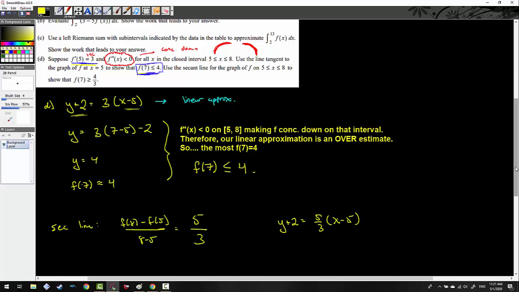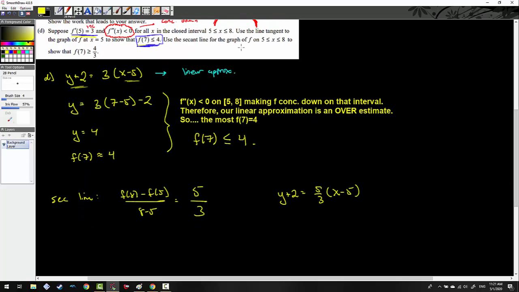Now I'm going to plug 7 into my secant line as well, because I'm going to use the secant line to approximate the value at 7. So y equals 5/3 times 7 minus 5 minus 2, and I suspect I'm going to get a fraction here, so I'll use a common denominator. I get 10/3 minus 6/3, which is 4/3. So according to my secant line, I get 4/3 if I plug it in. But remember, the idea is that I'm trying to show that f of 7 is greater than 4/3. So at the end of the day, f of 7 is going to be less than 4, but greater than 4/3. But how do I know that to be sure based on the secant line?